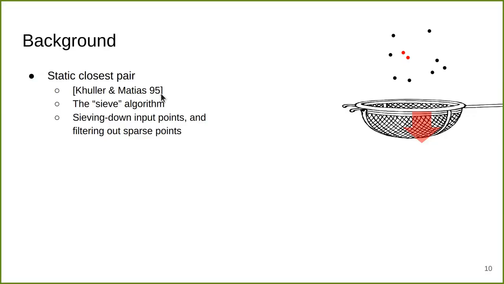So let me start with a static algorithm, the famous Golin-Martius sieve algorithm for the closest pair. Given a bunch of points, we want to identify the closest pair highlighted in red. We take a sieve which filters out points that are sparse. So those points get filtered out. We see that the two top points got filtered out. The denser points which have closer points nearby got filtered to the next round.